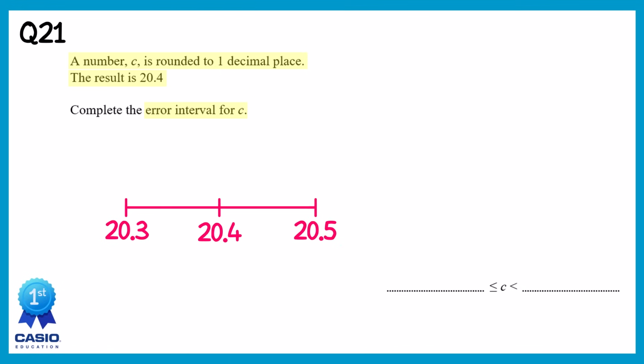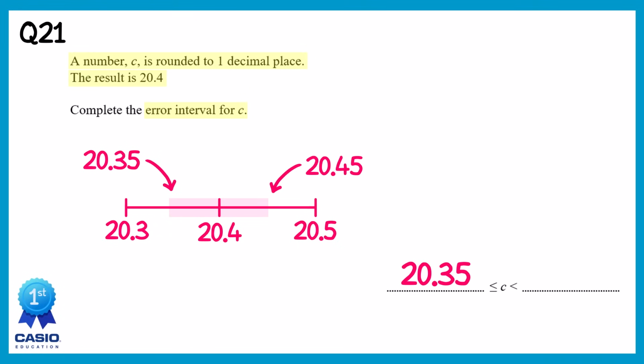The error interval is then halfway in between each of these numbers. So halfway in between 20.3 and 20.4 is 20.35. Halfway in between 20.4 and 20.5 is 20.45. These numbers form the bounds of the error interval, so it's 20.35 to 20.45.